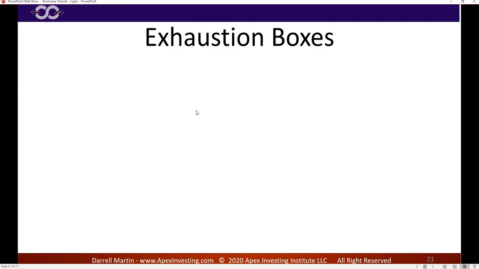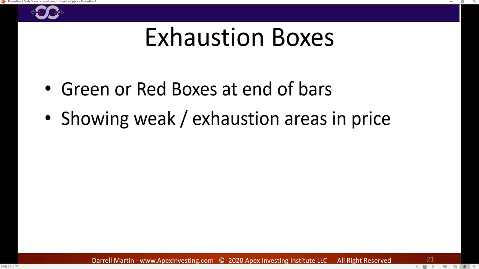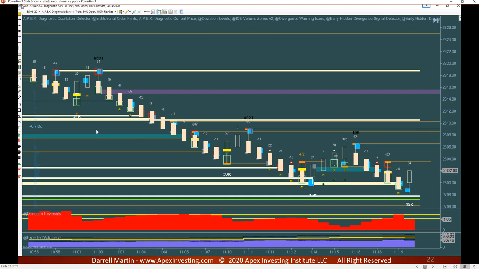So we're going to go through a few things here. We're just going to walk through order prints and what's printing on your chart, and then we're going to dig in deeper. So exhaustion boxes are the green or red boxes at the end of the bars showing a weak or exhausted area in price. All right, and we can see that right here. Okay, this is an exhaustion box, right? It's a red exhaustion box because at the top here, it would show that there's exhaustion on the buy side.